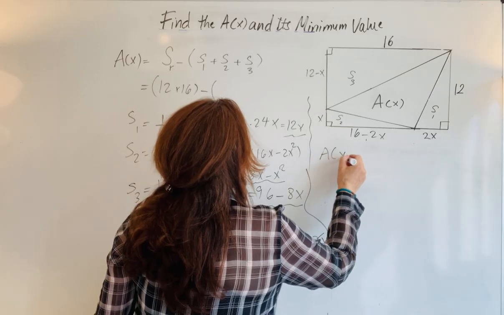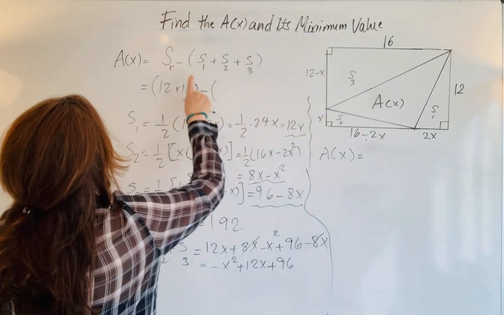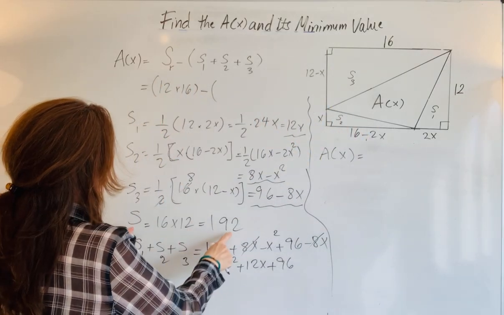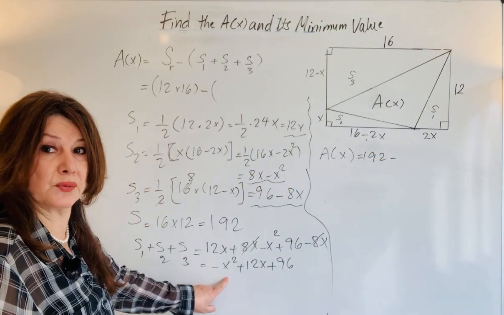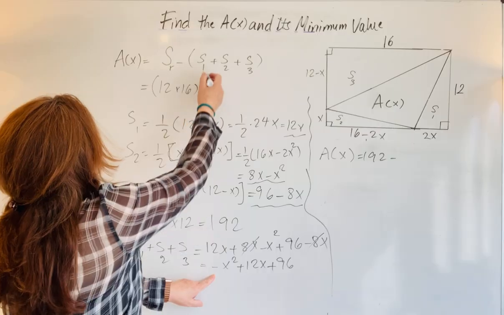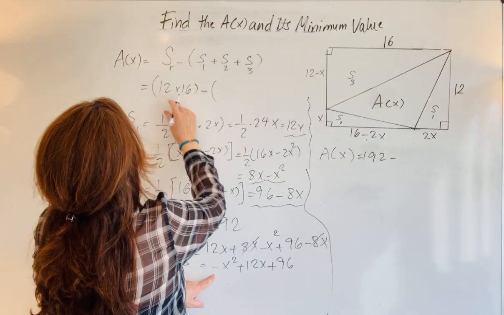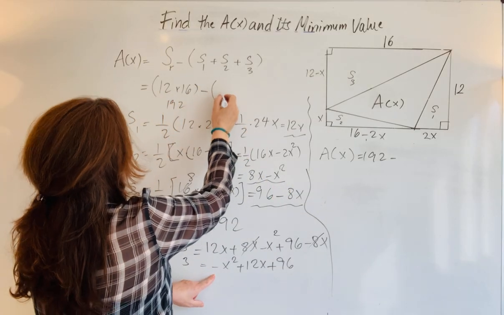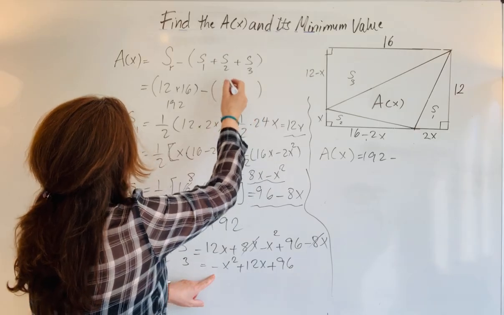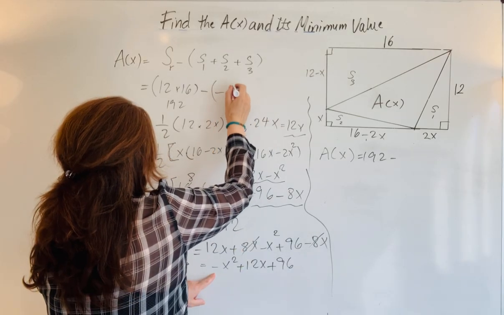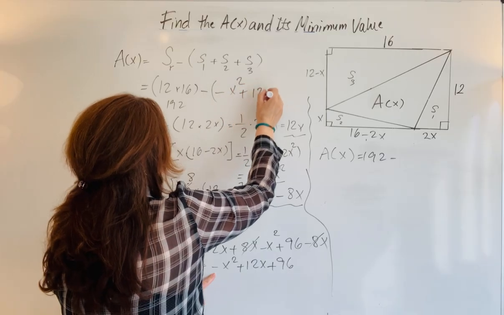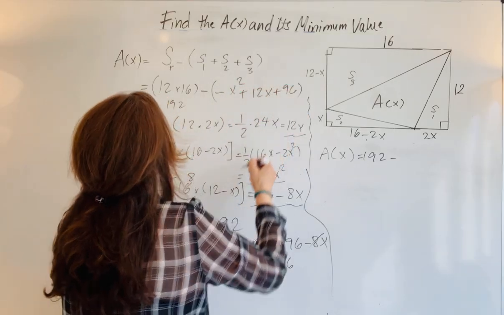A of x, this is the big one. The big one is 192 minus this one. This is the sum of these three. This one is 192. The sum of everything is negative x squared plus 12x plus 96.